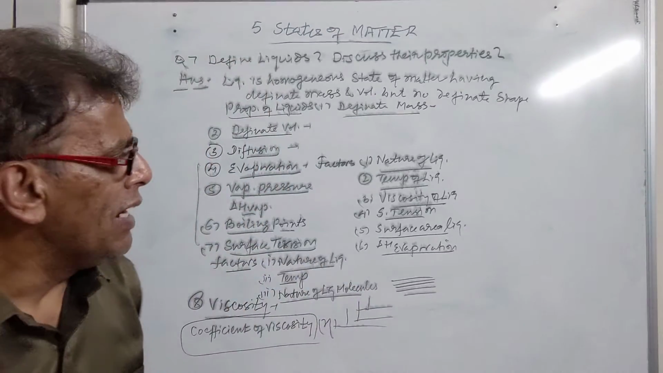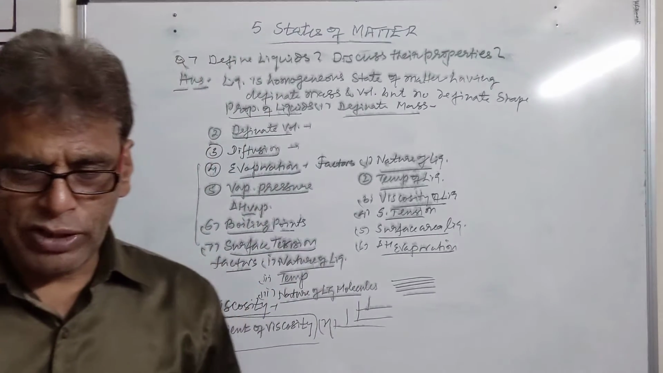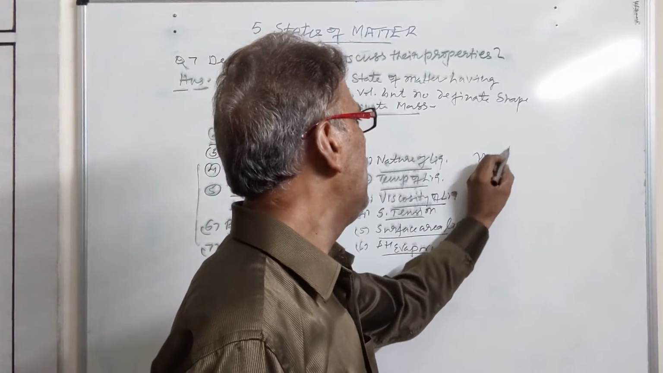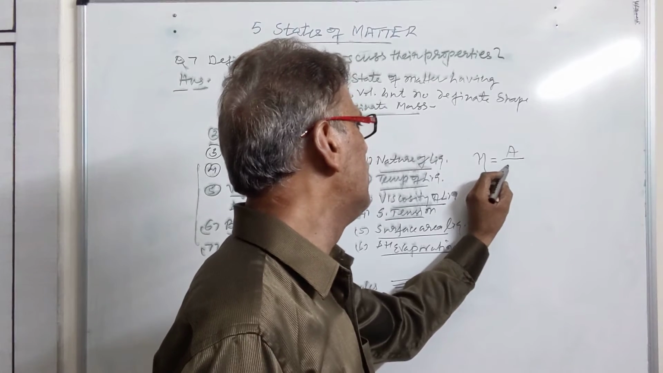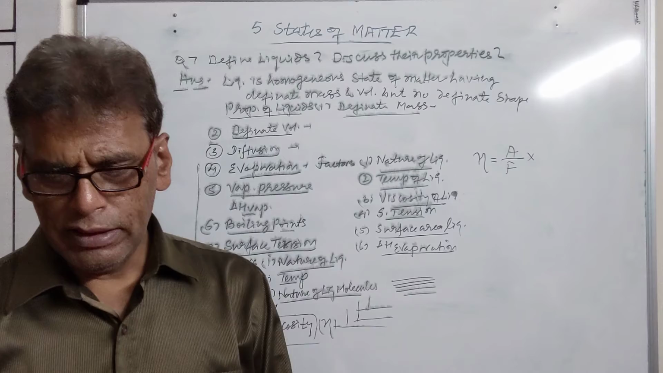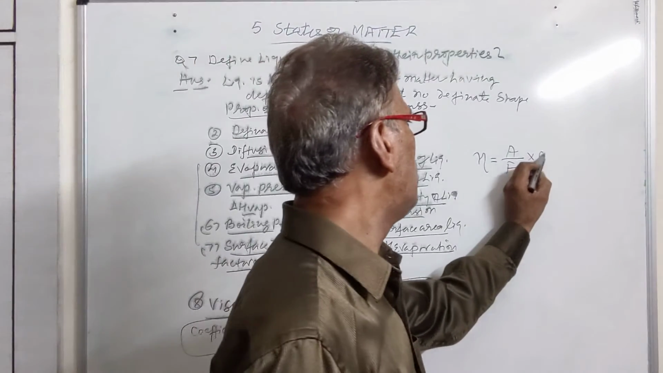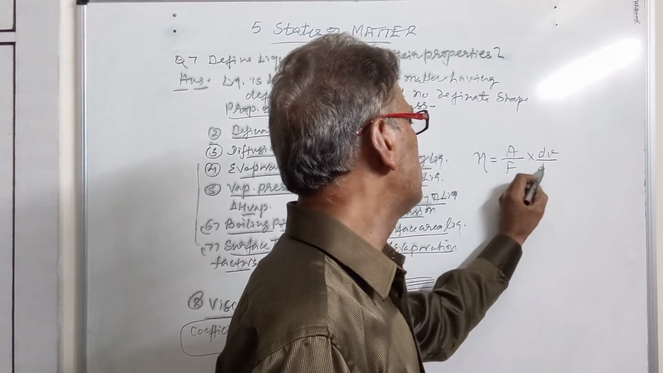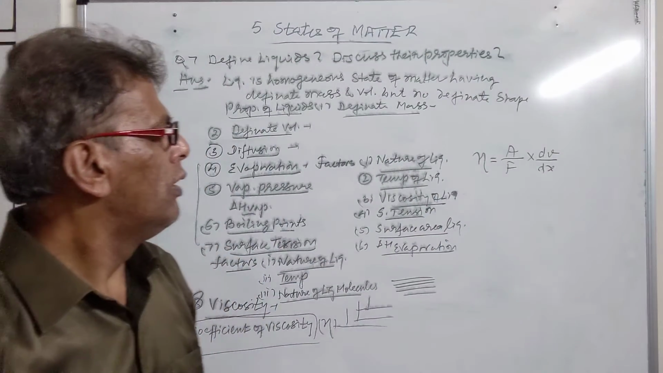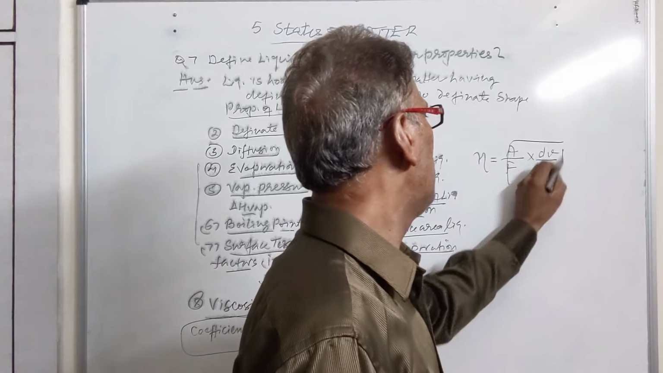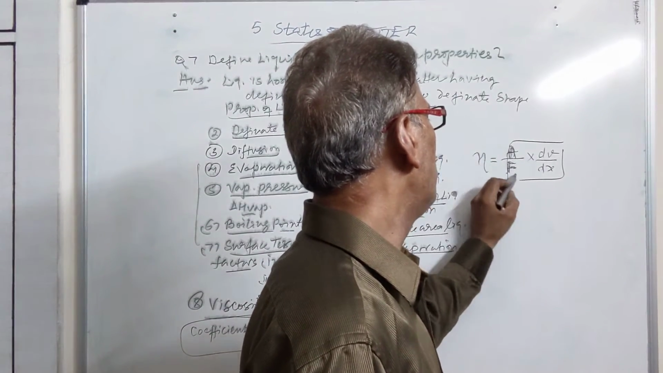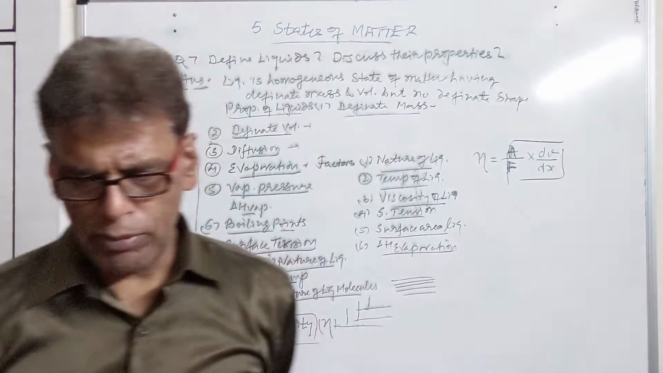And it has been seen that coefficient of viscosity is equal to F upon A, that is, the frictional force which is decreasing the velocity of the liquid upon the surface area of the liquid, divided by dV upon dx. This is the velocity gradient of the liquid layer. So this is our coefficient of viscosity, that is, F upon A multiplied by dx upon dV.